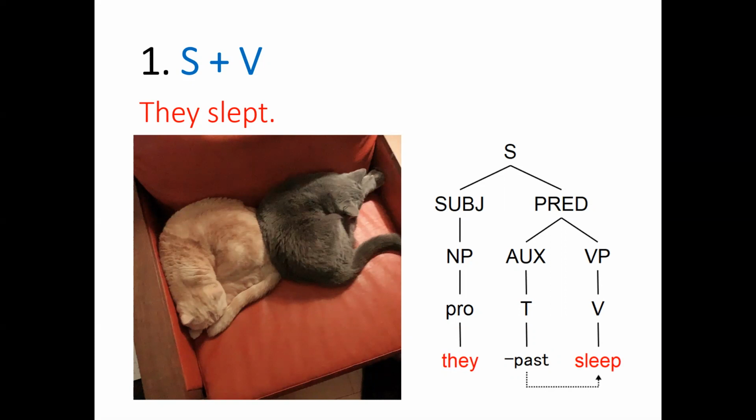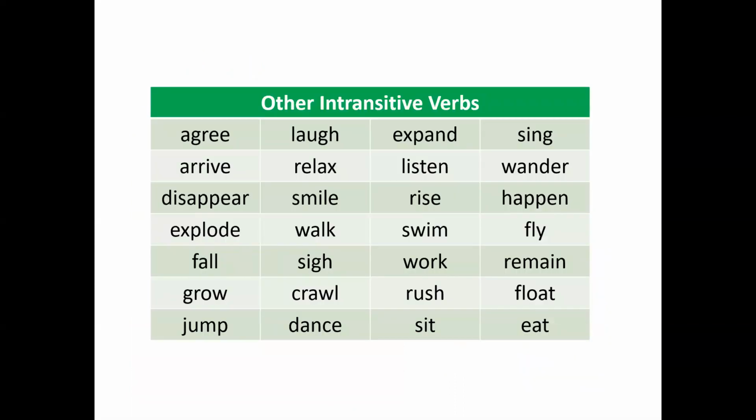So there we have it, our first sentence tree diagram. You'll notice that this sentence structure is realized by a particular type of verbs called intransitive verbs. And these, of course, are verbs that do not require an object. Other intransitive verbs are listed here. Please note that the same verb may fit multiple categories depending on their meaning or use.